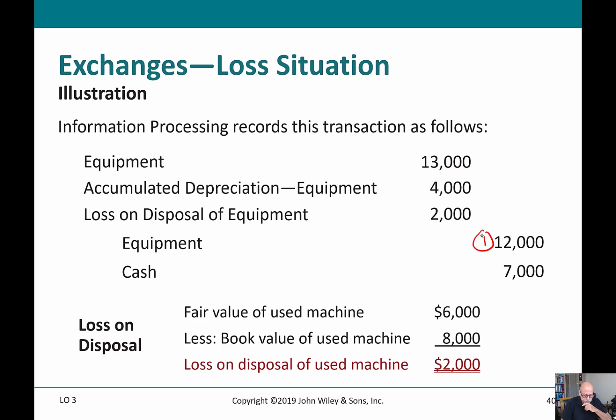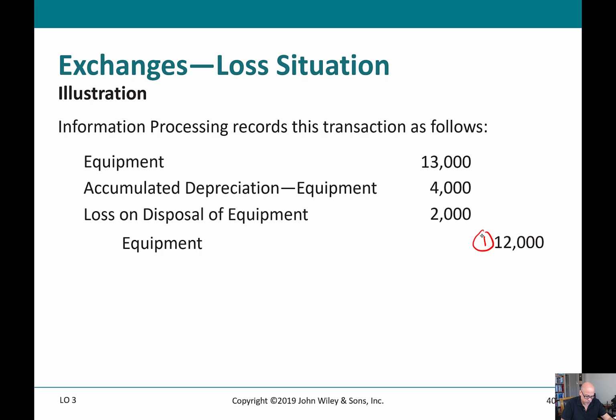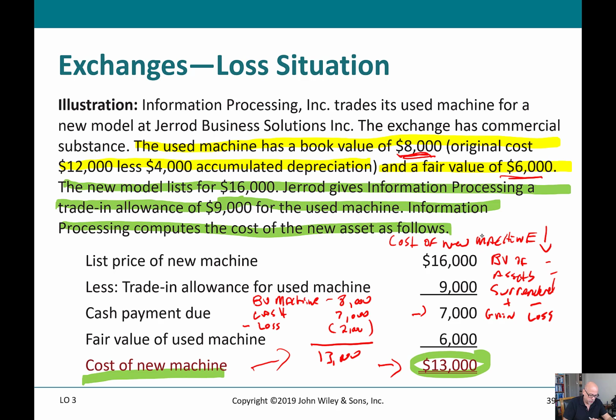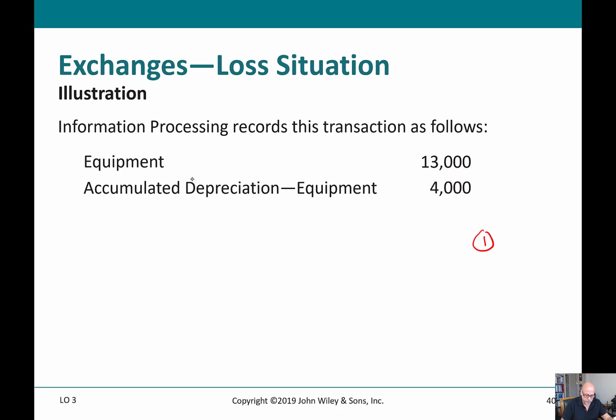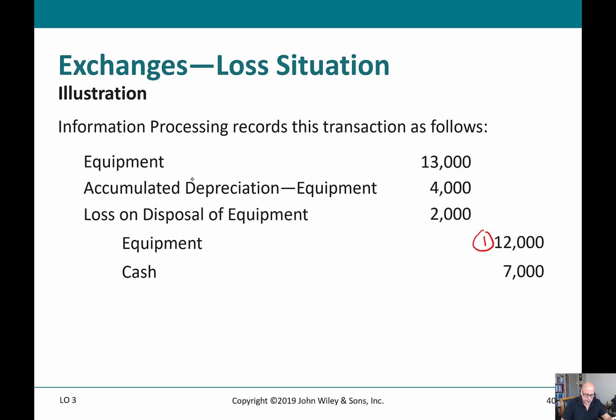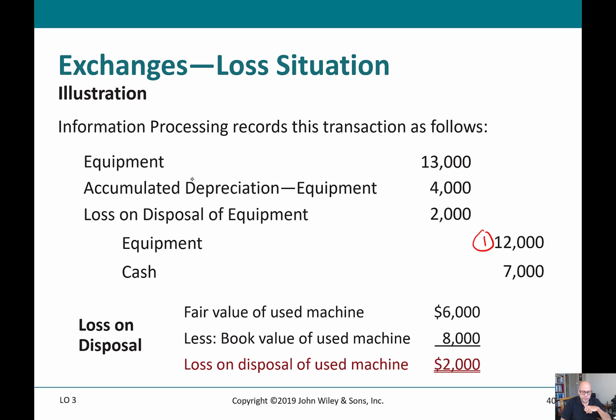So the equipment is what? The equipment has an original cost of 12, so it would have still been on the books at its original cost of 12, right? And the accumulated depreciation is 4. Since I'm getting rid of this asset now because I'm trading it in, I'm going to have to credit that original purchase price for 12. I would go ahead and debit the accumulated depreciation because if I'm getting rid of the asset, I got to get rid of the related accumulated depreciation.